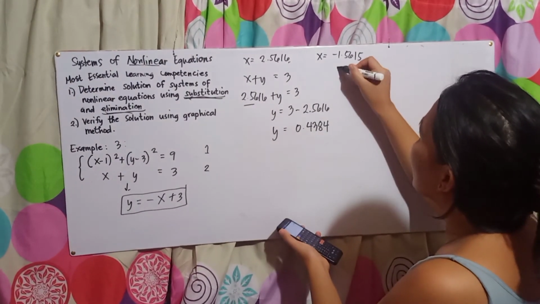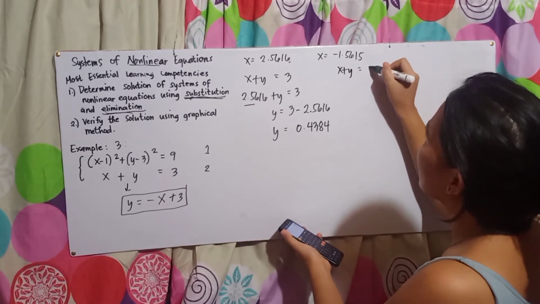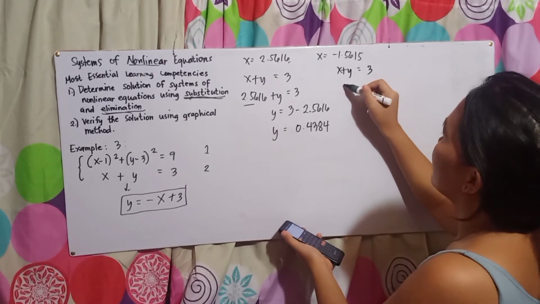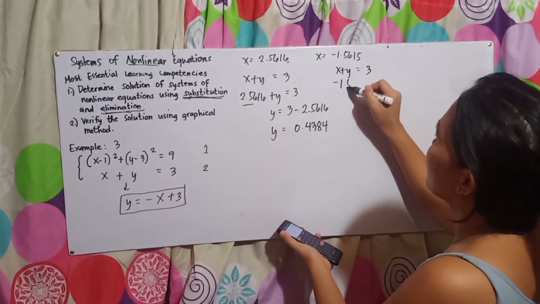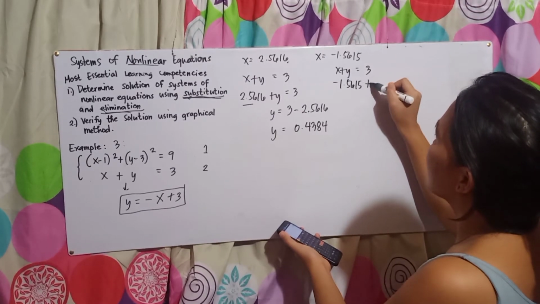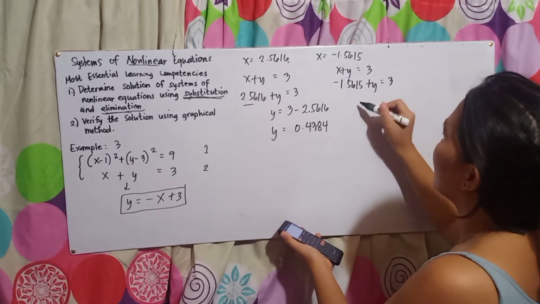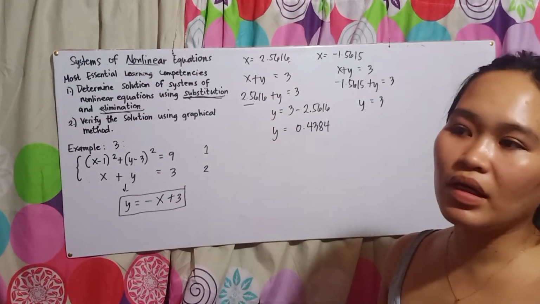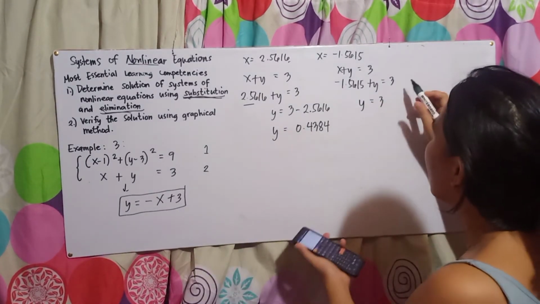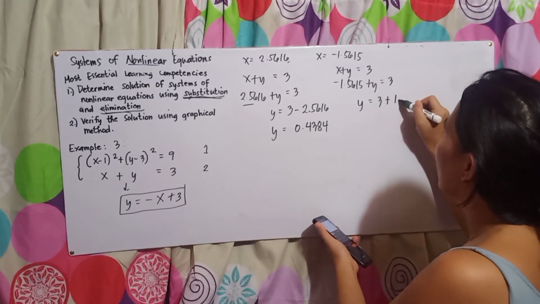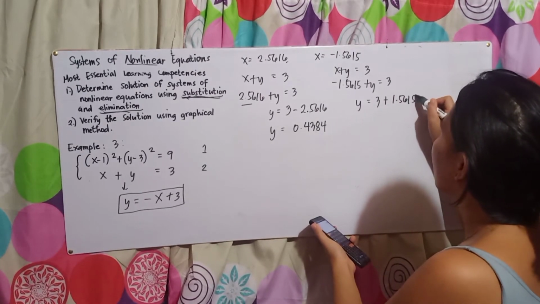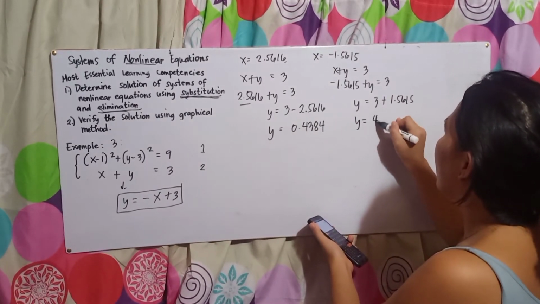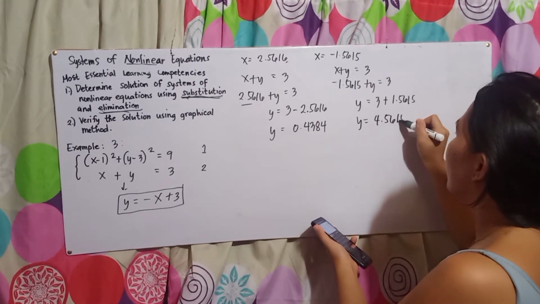Okay, so ang isa, x plus y equals 3. So, negative 1.5615 plus y equals 3. So, y equals 3. Ang negative, pag ibalhin sa right side, mag-change ang sign. So, y equals 4.5615.